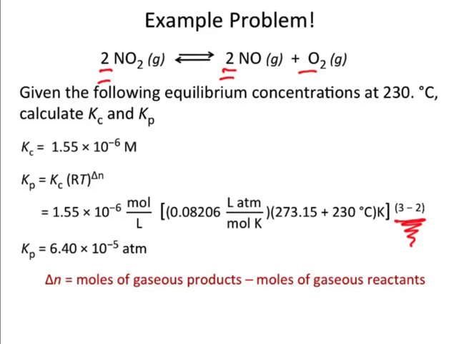And now the units on this gas law constant will be in atmospheres, which again, I don't really care about the units here, but it kind of makes sense. If you have concentration to the first power for Kc, you'll have pressure to the first power for Kp. So that works out too.